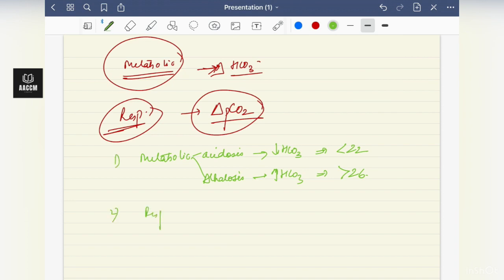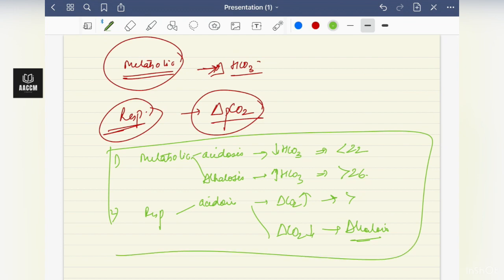In the respiratory acidosis, the PCO2 levels should rise and that should be above what? What are the normal values? Just go back to the slides and see. And if the PCO2 levels are decreasing, it is alkalosis. Okay, so this is the basic of acid-base analysis to diagnose the primary defect.